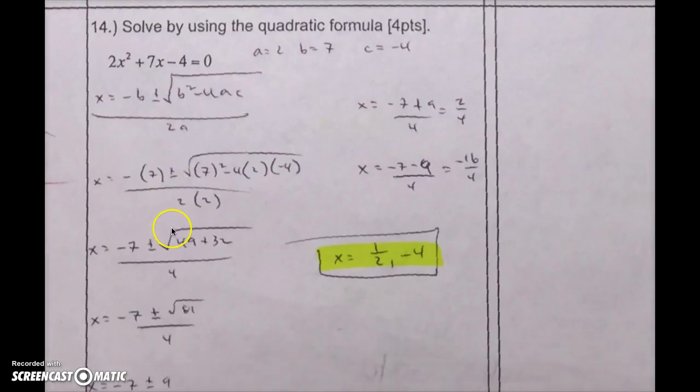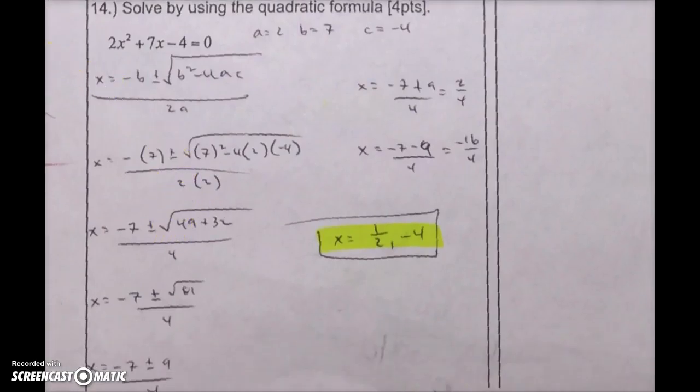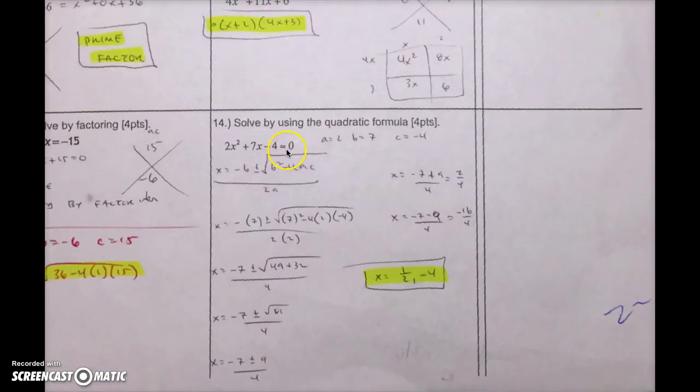And the last question, running out of time here. Solve by the quadratic formula, so make sure it's set equal to 0. Identify your a, b, and c. Always, always, always write down the quadratic formula itself. When you're doing your substitutions, go ahead and make sure you use parentheses, so that becomes -7.